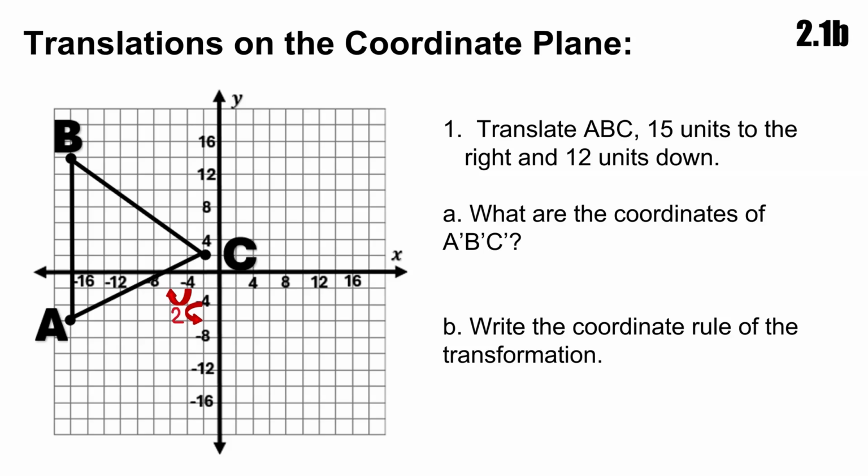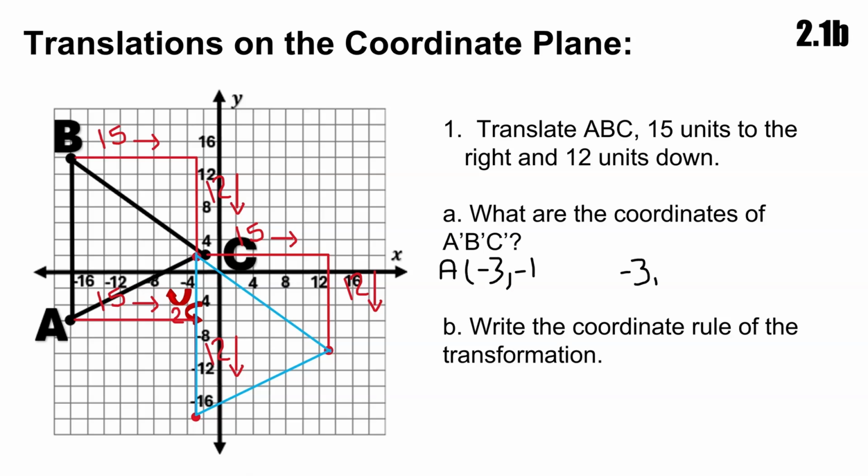To translate this triangle, begin with picking a point, in this case B, and move it 15 units to the right and 12 units down, and do the same for all of them. Next, draw the triangle and write the coordinates of the new triangle.